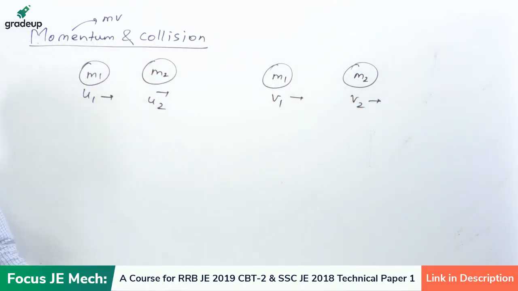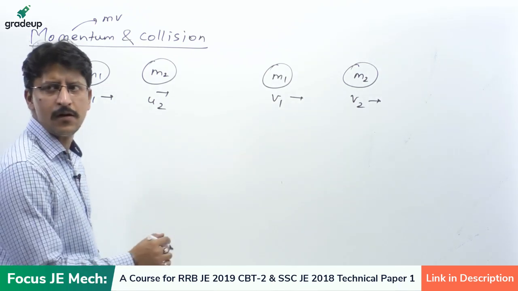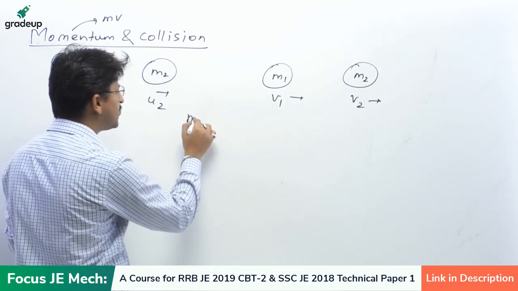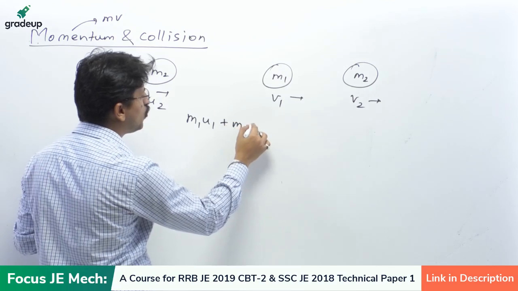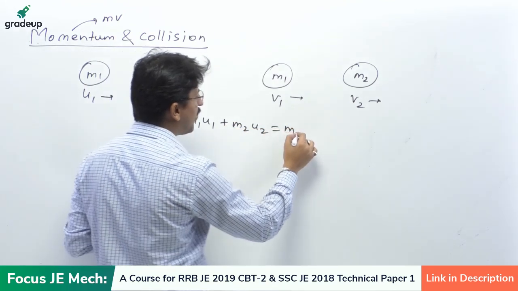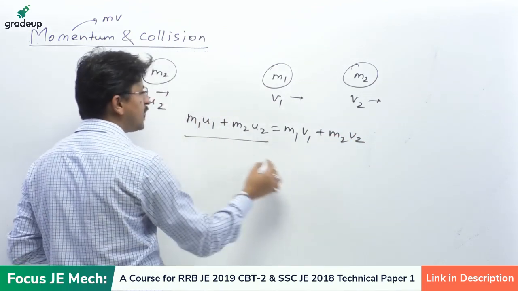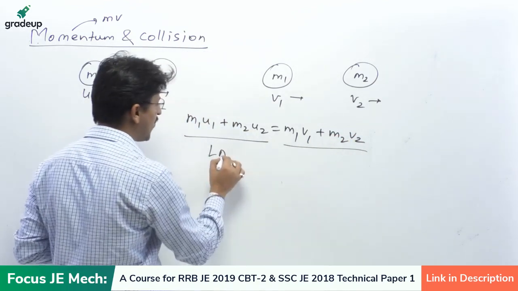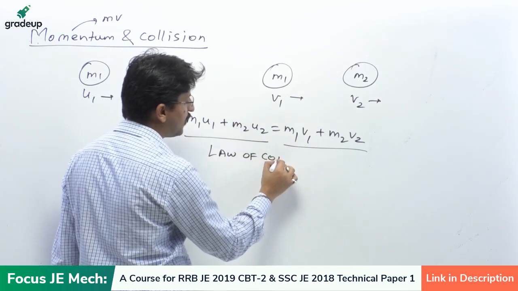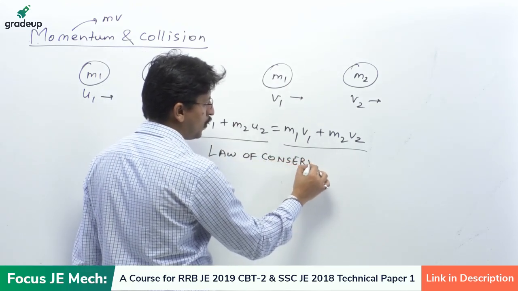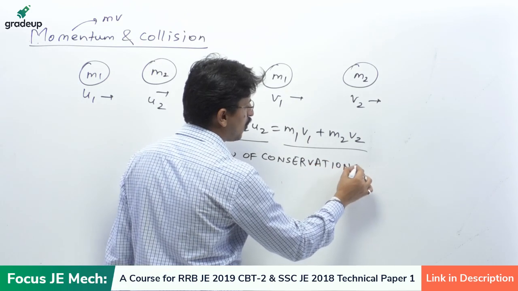So the law of conservation of momentum says m1 u1 plus m2 u2 is equal to m1 v1 plus m2 v2. This means your initial momentum is equal to final momentum. This law is known as the law of conservation of momentum.